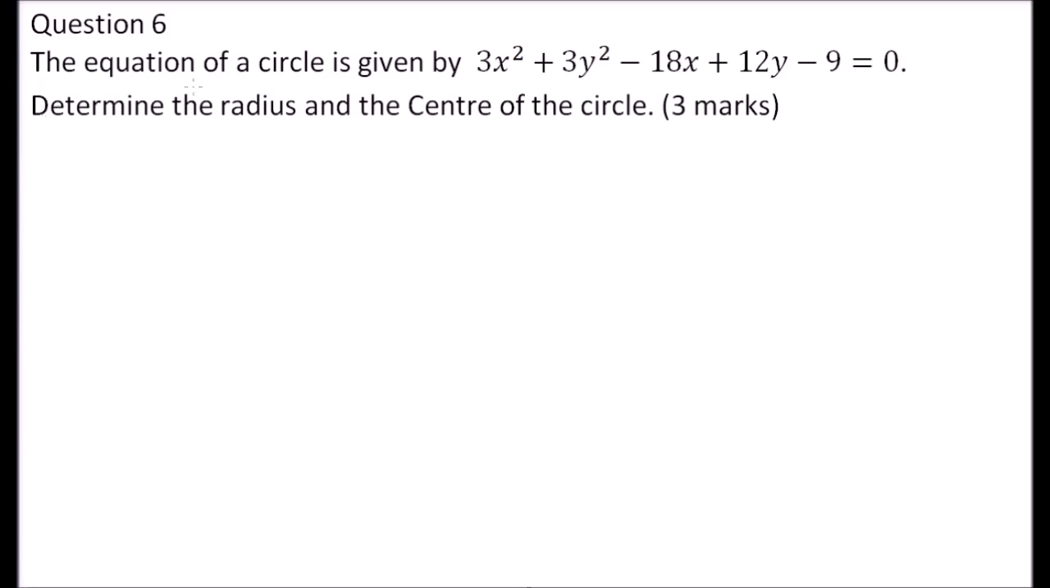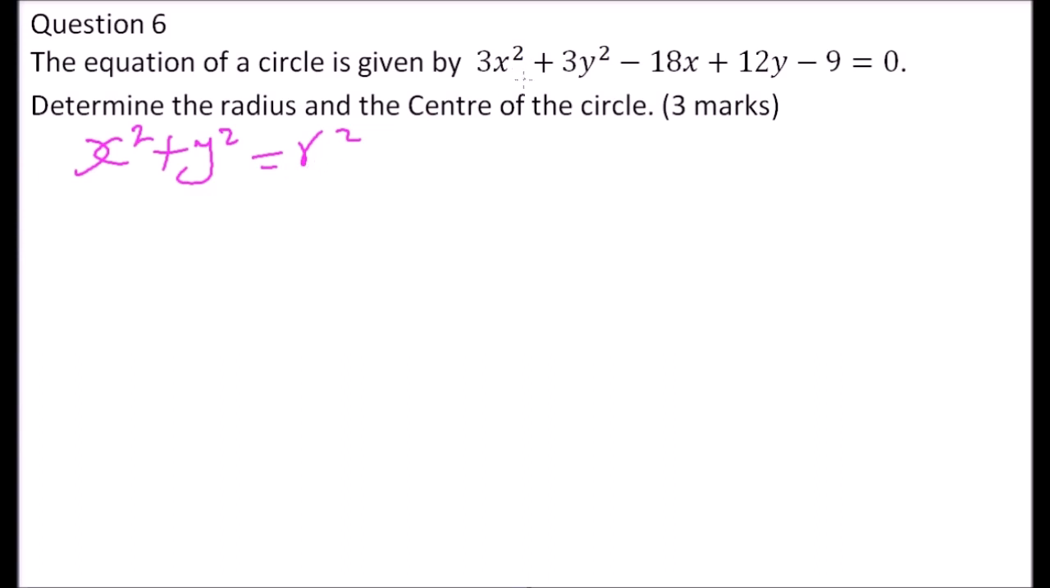So here, the general format of the equation of a circle is written like this: (x minus a) squared plus (y minus b) squared is equal to r squared. So a represents the x coordinate of the center of the circle, b represents the y coordinate of the center of the circle, and r is the radius of the circle.